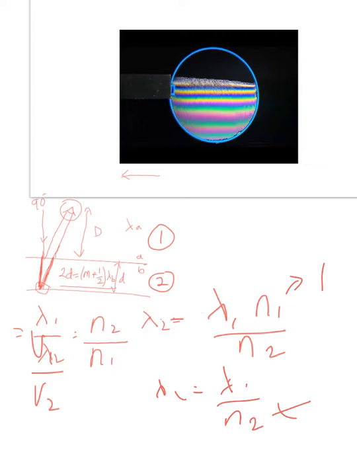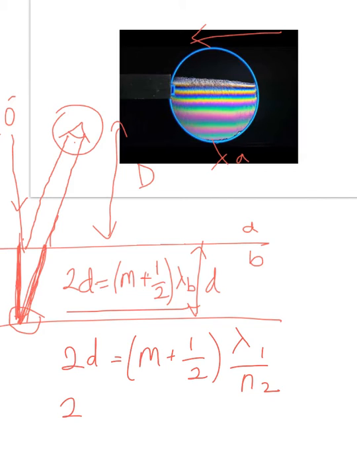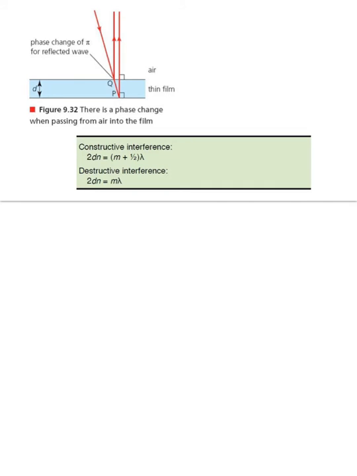So if we go back to our original formula, then 2d now becomes equal to m plus a half lambda 1 over the refractive index of material 2, which leads us to our full relationship of 2nd equals m plus a half lambda 1. And these are the relationships given in the data booklet.